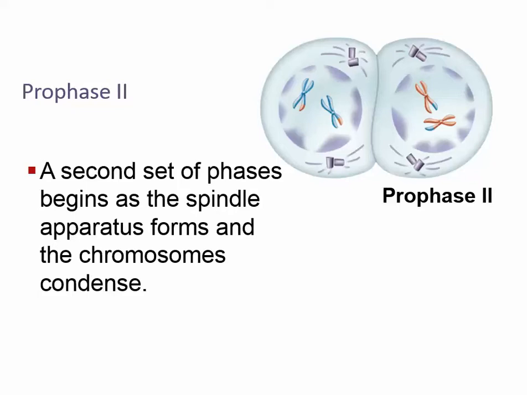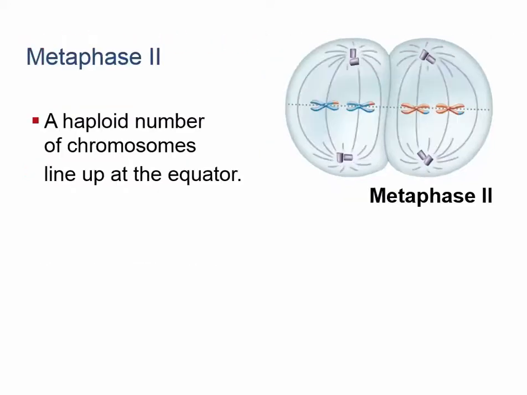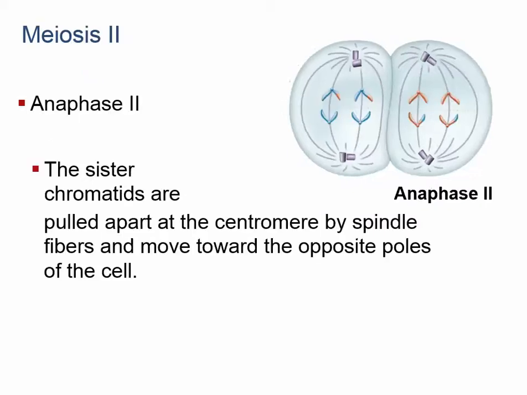Prophase 2 is going to be the second set of phases that begin. That spindle reforms, and the chromosomes condense again. They meet in the middle. Now this time it's the haploid number. Before, remember, it was the homologous chromosomes. Now these should look just like they did in mitosis, except you have two of the cells doing this. They line up at the equator.